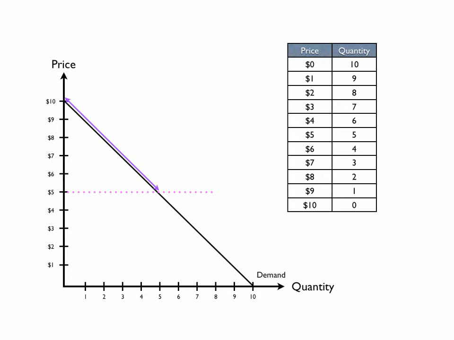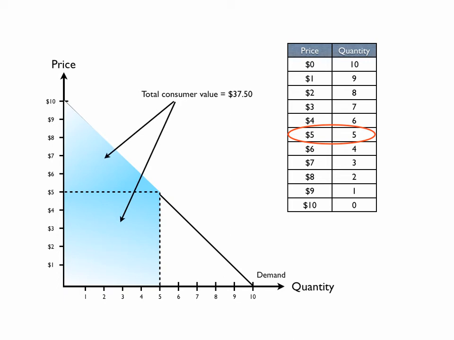Those who aren't willing to pay $5 have a lesser value for it, therefore they will not get some of the scarce ice. Now let's start with a price of $5, and we look at our demand curve and we see that at $5 consumers are willing to buy 5 units. The total value to consumers at this 5 units is $37.50.